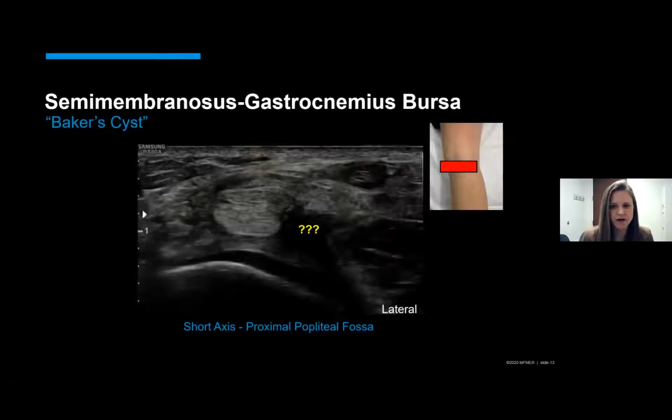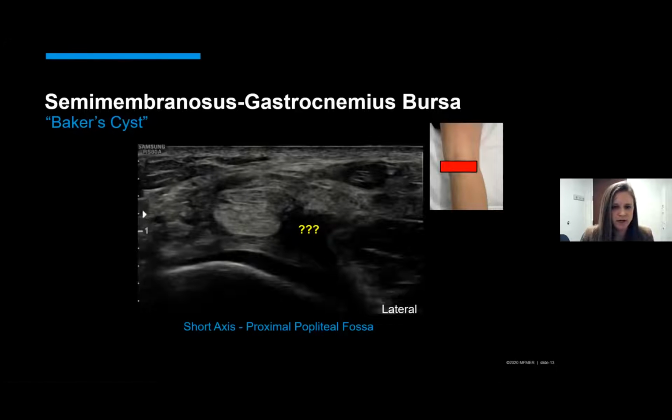So a common structure we are asked to evaluate is the Baker's cyst, which is a fluid collection located between the semimembranosus tendon and the medial gastrocnemius. And so a potential pitfall in evaluating this region is that the anisotropy of the semimembranosus or medial gastroc can actually be mistaken for a Baker's cyst.